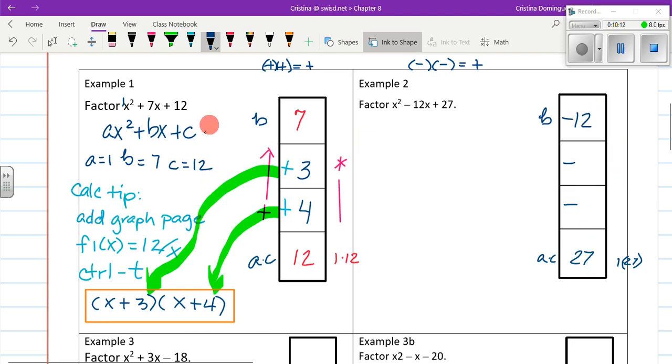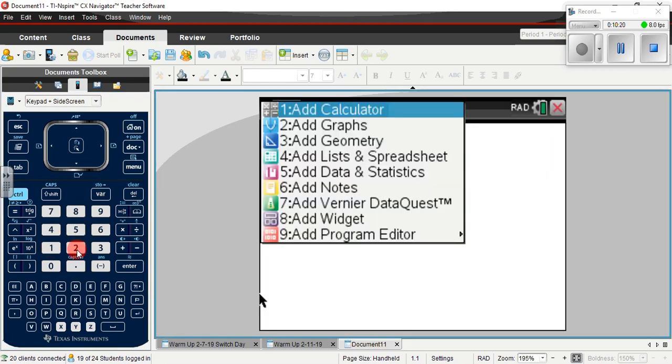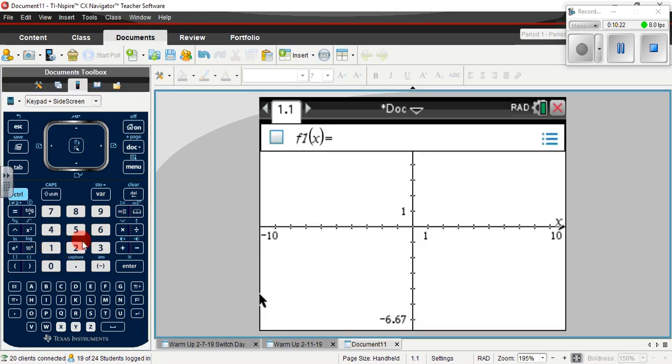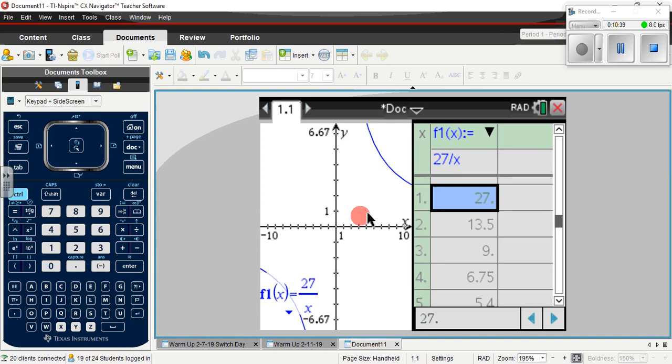I'm going to go ahead and try out my calculator technique, okay? I'm going to create a graph, new document, adding a graph, and we're going to put in 27 divided by x. Enter. It really doesn't matter if you can see the graph or not because we are more interested in the table. And I'm looking for two numbers. Here is a complete table of all the numbers that multiply to be 27. Anything with a decimal in it, I don't care about, okay?